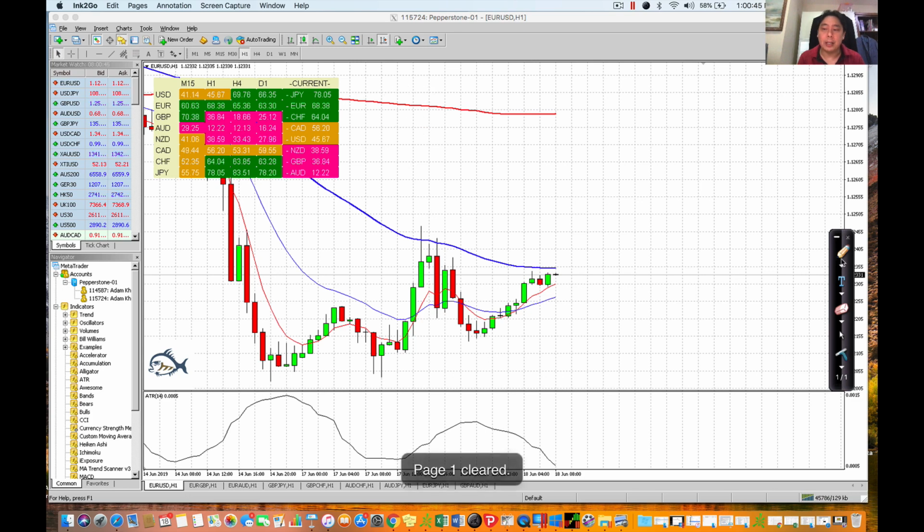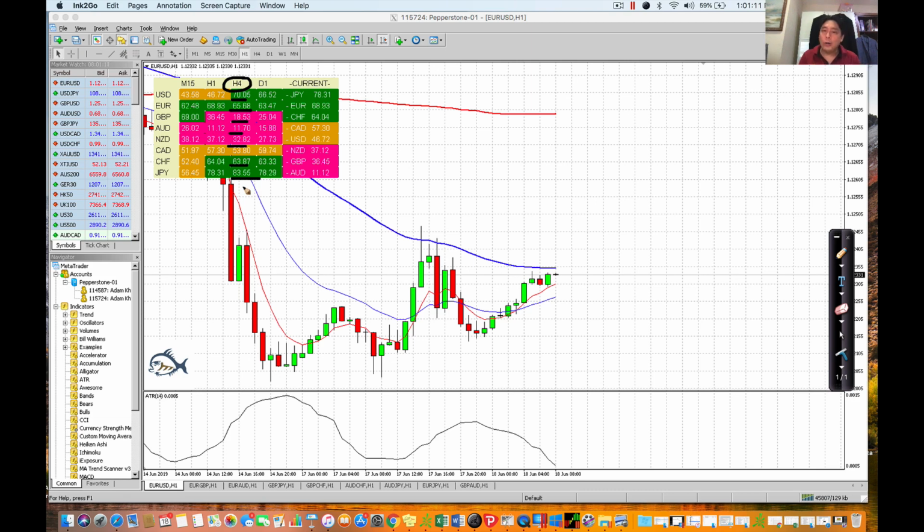Now you can see from the table right here. Now, if we look at the 4 hour time frame, we can see what are the strong currencies. The dollar is green. Right, so it's strong, the euro is strong, the franc is strong, and the yen is strong on the H4 time frame. Now, what's weak? What's weak would be the pound, right, the Aussie, and the New Zealand dollar.